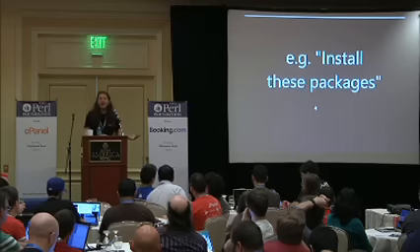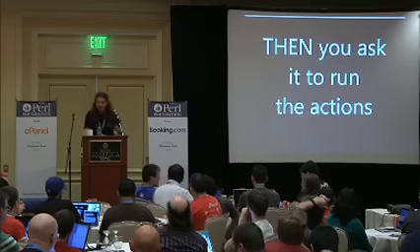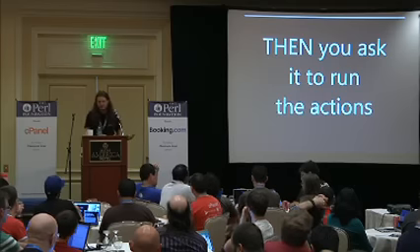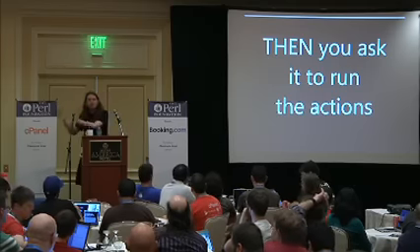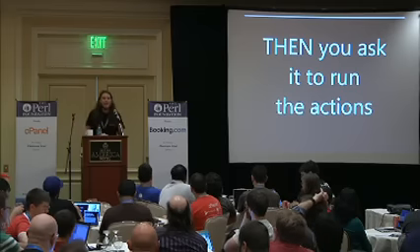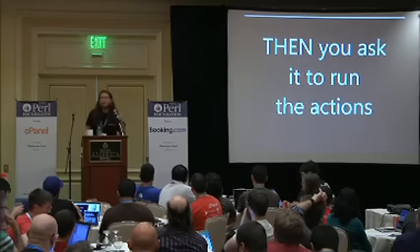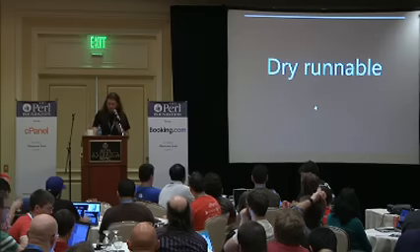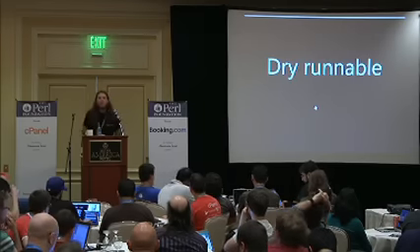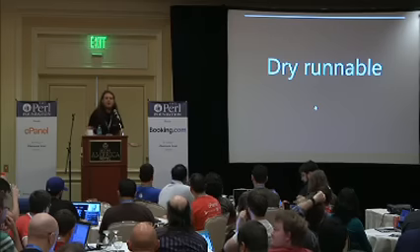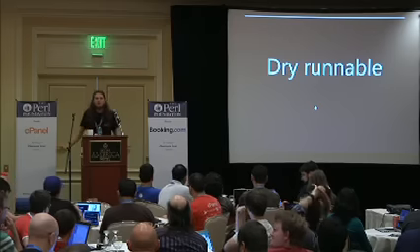An example of an action would be installing a package. And then you can ask it to run the actions. The crucial thing here is it has to be able to give you the actions first, because I will never forgive any tool that does not have the equivalent of make minus n. Dry runability is really important. I want to know if I've screwed this up before I go to the trouble of running the entire thing on a VM.